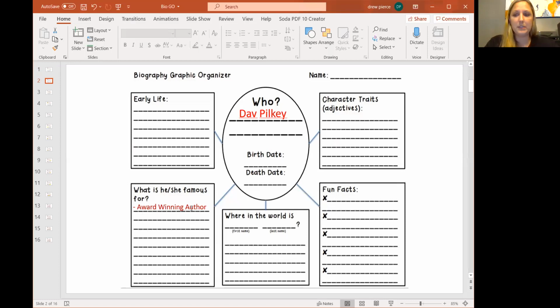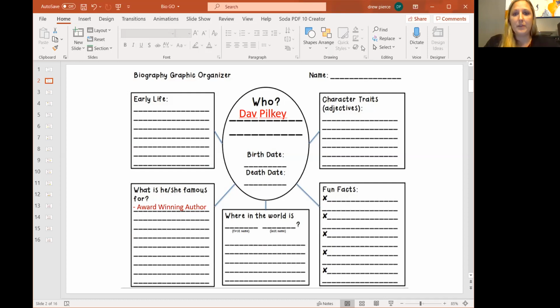Notice I didn't use complete sentences. That's okay. When we're collecting information, your goal is to just get as much information as you can. And I don't want you to copy down the sentences straight from the page. So if you're going to write a sentence, make sure it's in your own words and it's not copied straight from the books that you're reading.